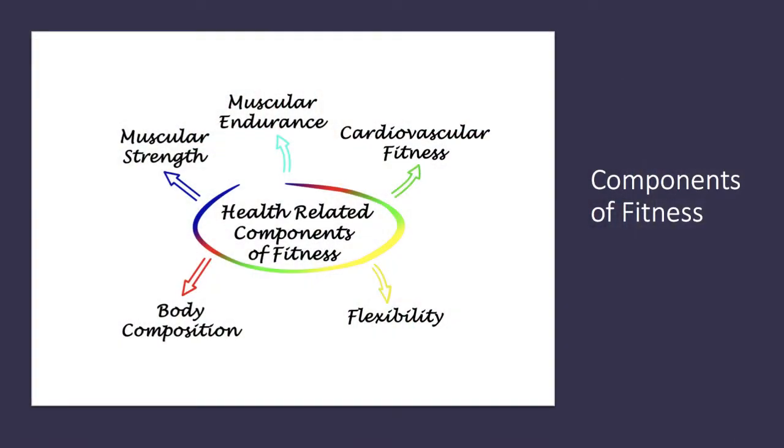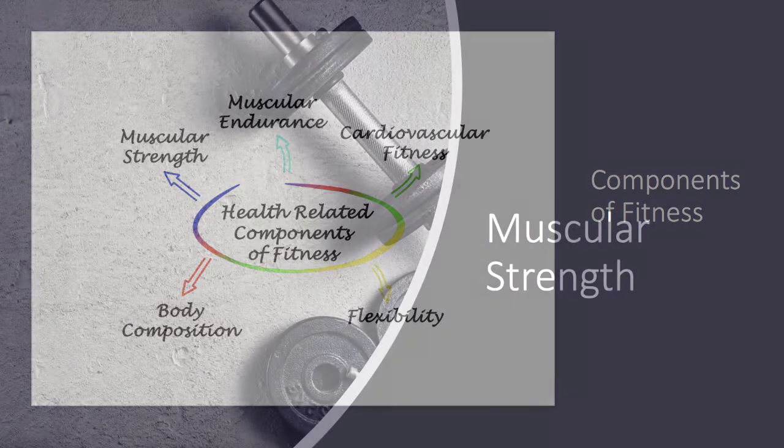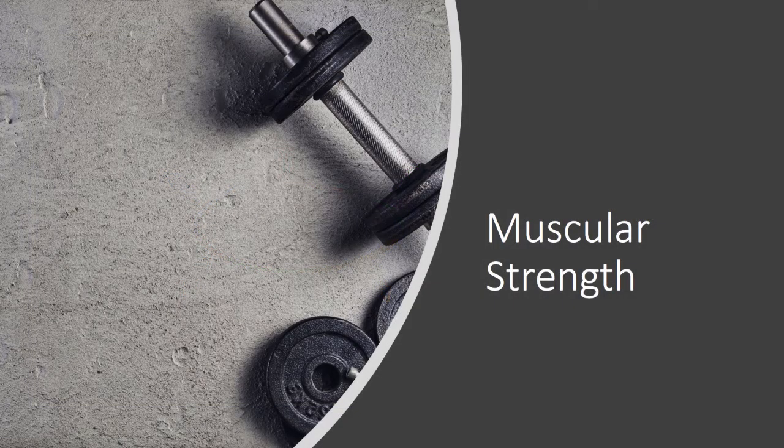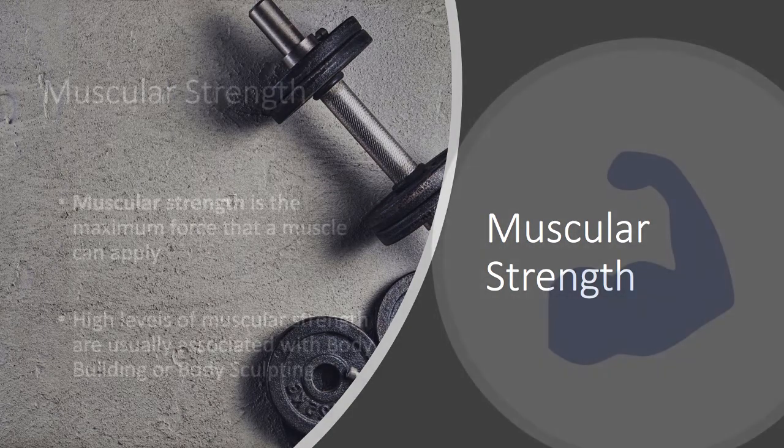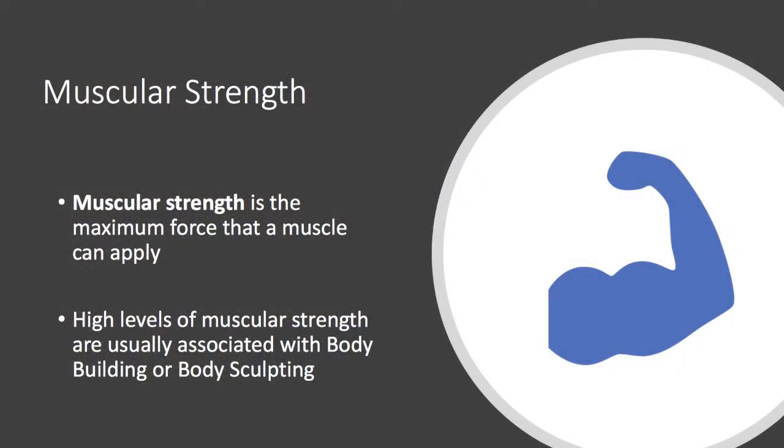So what is muscular strength? Again, this is our third component of fitness. So far we've gone over cardiorespiratory fitness and body composition, now muscular strength. Muscular strength is the maximum force that a muscle can apply. So that's the definition of it. High levels of muscular strength are usually associated with bodybuilding or body sculpting. In other words, we work the muscle and the muscle gets bigger and it sculpts our bodies.